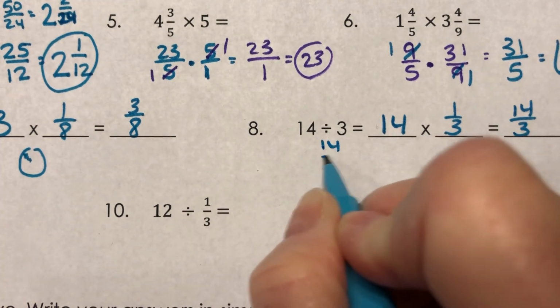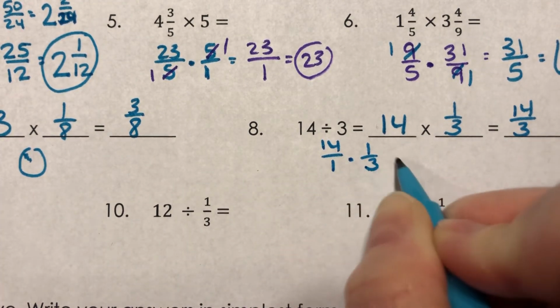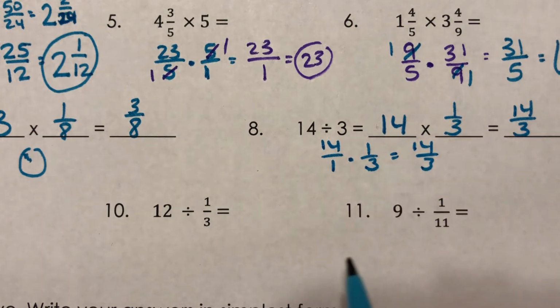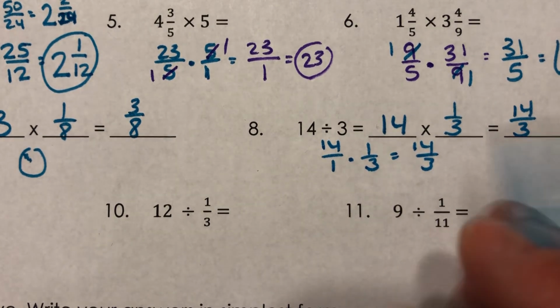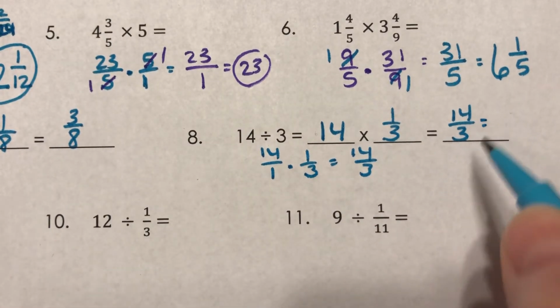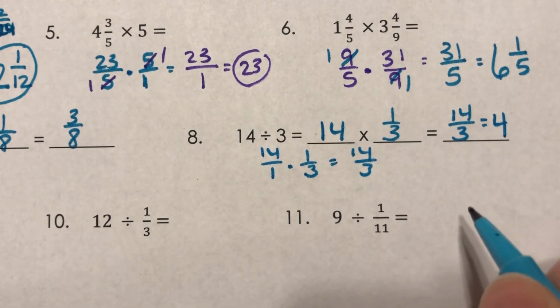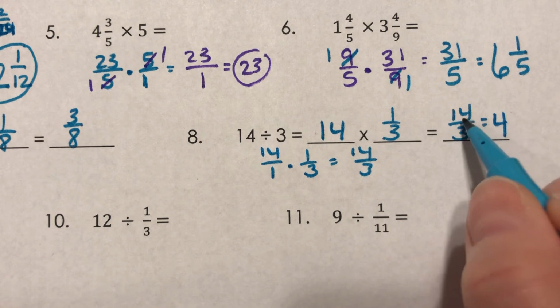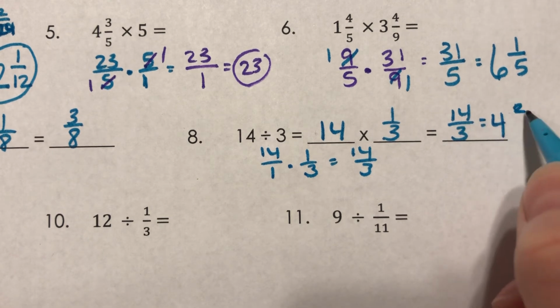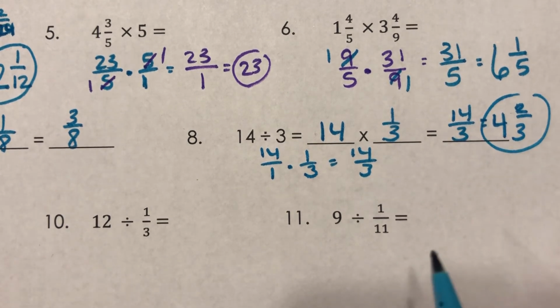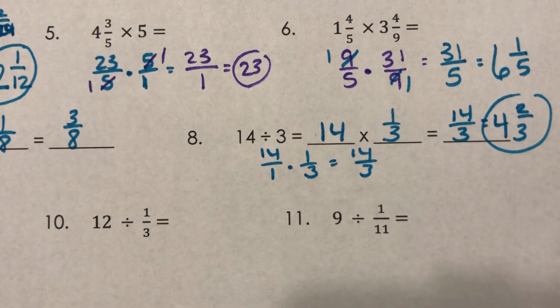And if you saw this as 14 over 1 times 1 over 3, and you got your 14 thirds, you're not wrong, right? See, it's the same thing, except this is improper, so let's fix it up. So 3 times 4 gets me closest to 14. 3 times 4 is 12, and to get from 12 to 14, there's 2 left out of 3. So 4 2/3 is what you should have.